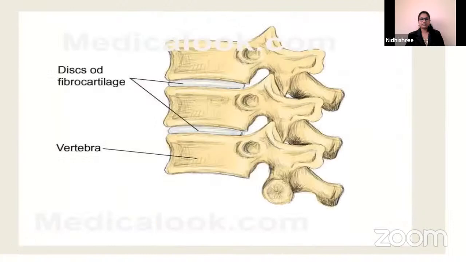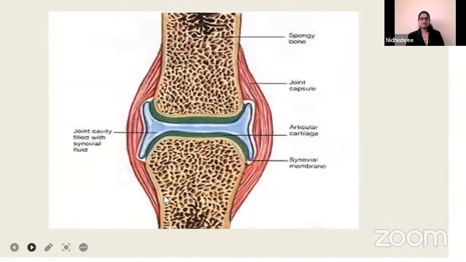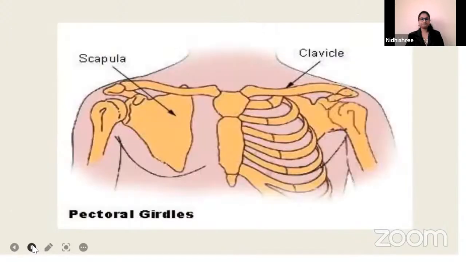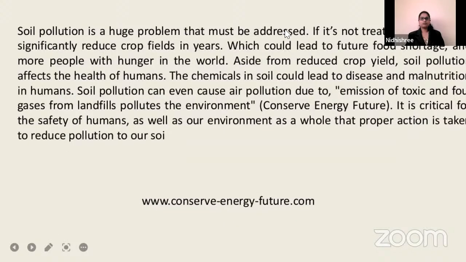Fine. The next one is joint cavity filled with synovial fluid. So the fluid present in between the joint is called synovial fluid. Along with that there is articular cartilage, which is a soft tissue. Then humerus, ulna, carpus, scapula, which come in the pectoral girdle.